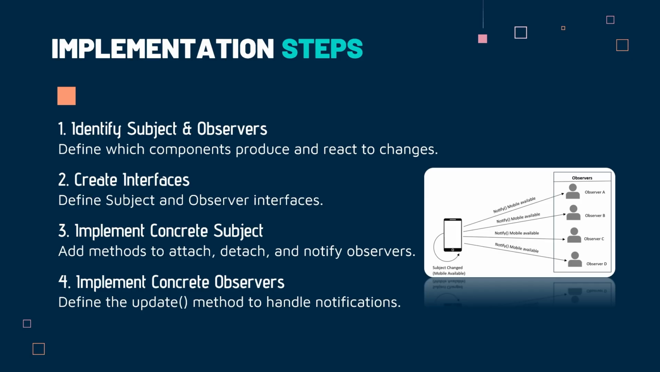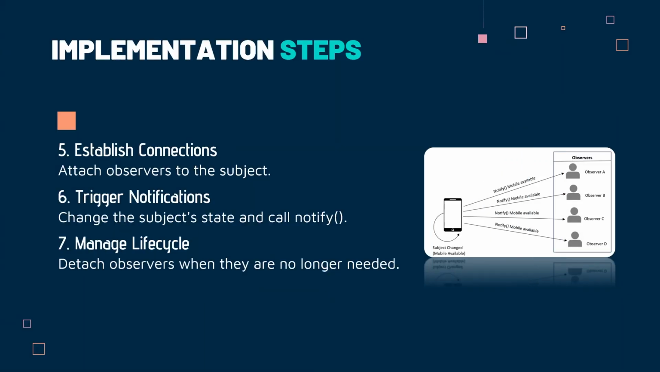Next, we will implement concrete observers, which means we define the update method to handle notification. After that, we establish connections. We attach observers to the subject. Then we trigger the notification, which means change the subject state and call notify. Last but not least, we manage the life cycle, which means we detach observers when they are no longer needed.